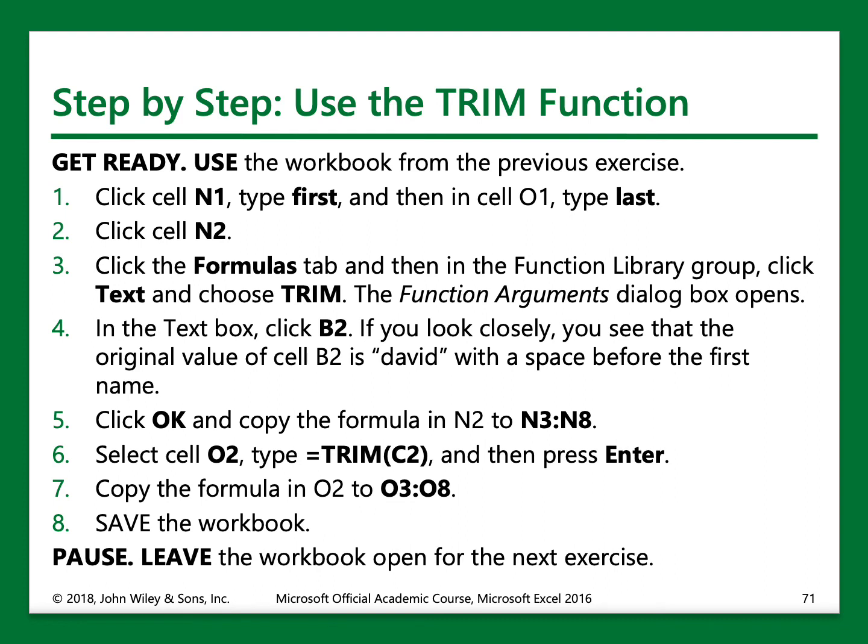So if you go to cell N1 and then in cell O1 type last, click cell N2 and then use the TRIM function and trim cell B2. Okay, and you'll see that that's doing some trimming work for us there, where it's returning David. Then click OK and drag that down from N3 all the way to N8. And then if you move on from N to O and O2, use TRIM of C2 and drag that down as well. And you'll see the effect that's having.